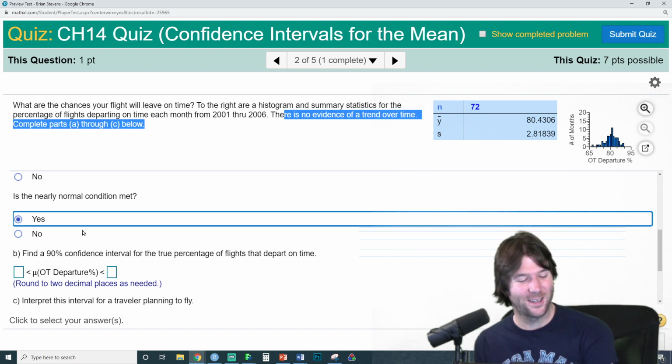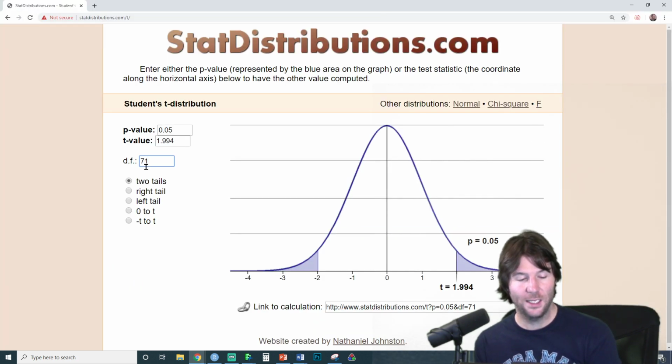Not to reteach that whole topic again right here. Make a 90% confidence interval. Oh, 90%. So you have to go over here to the site. We already have 71 degrees of freedom. Now you could do it with this.